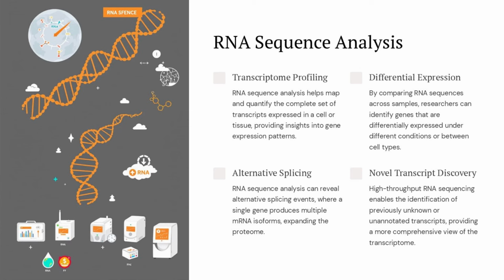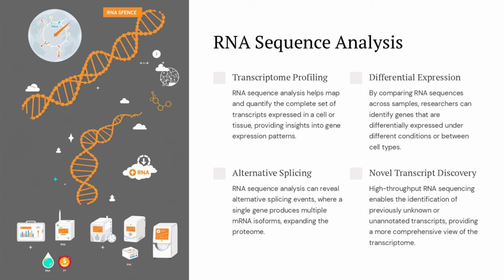RNA sequence analysis is a powerful tool for understanding gene expression and the transcriptome. It allows us to map and quantify all the transcripts expressed in a cell or tissue, giving us insights into patterns of gene activity. By comparing RNA sequences across different samples, we can identify genes that are differentially expressed under various conditions or between cell types. RNA sequence analysis can also reveal alternative splicing events, where a single gene produces multiple mRNA isoforms, expanding the diversity of the proteome. High-throughput RNA sequencing enables the discovery of previously unknown or unannotated transcripts, providing a more comprehensive view of the transcriptome.